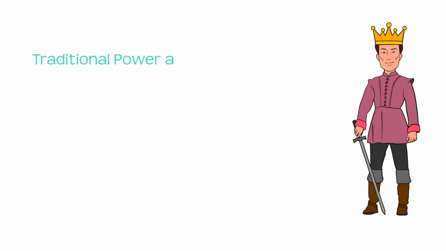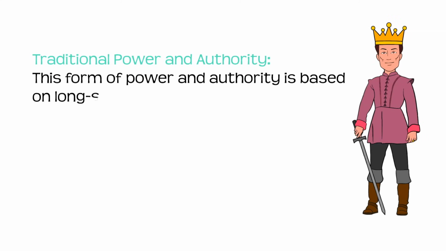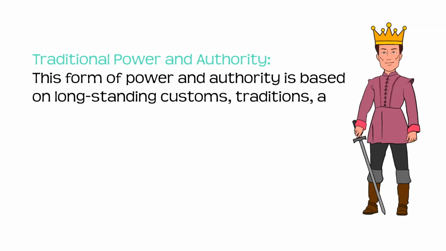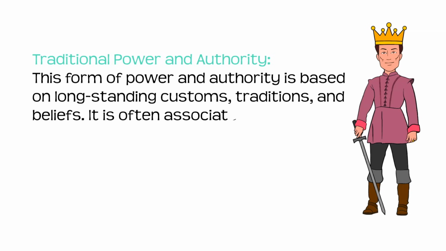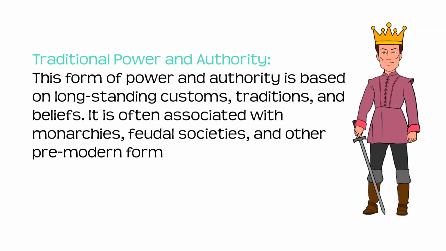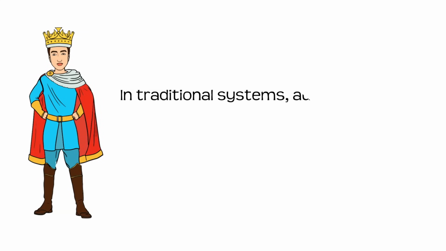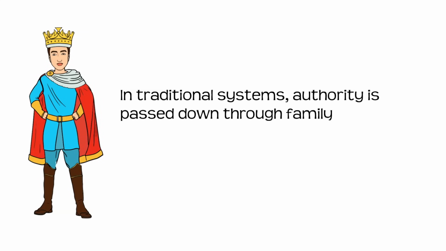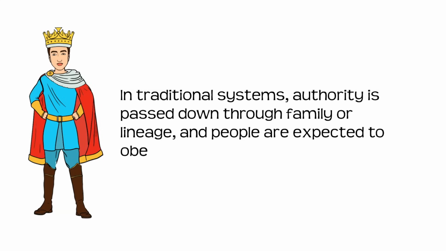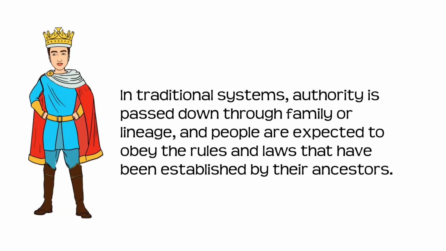Traditional power and authority. This form of power and authority is based on long-standing customs, traditions, and beliefs. It is often associated with monarchies, feudal societies, and other pre-modern forms of government. A contemporary example is the royal family. In traditional systems, authority is passed down through family or lineage, and people are expected to obey the rules and laws that have been established by their ancestors.